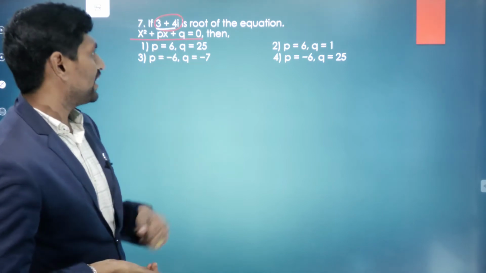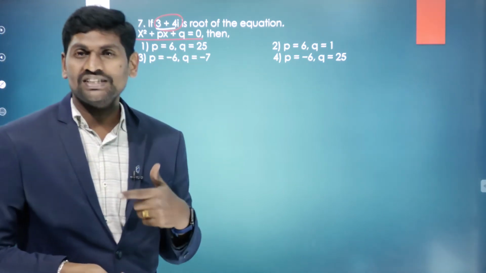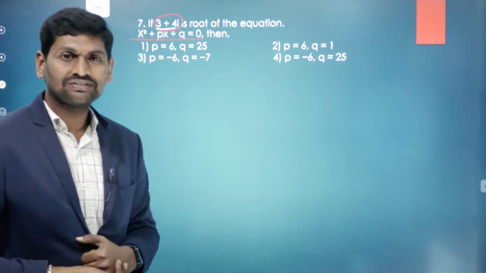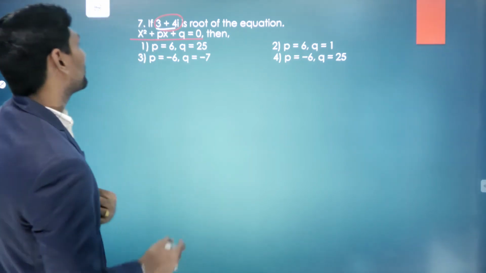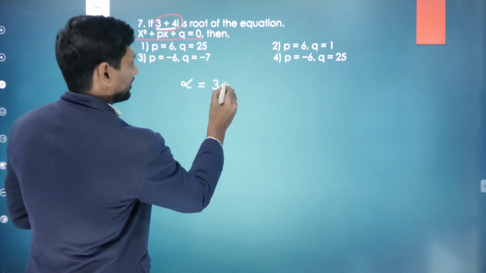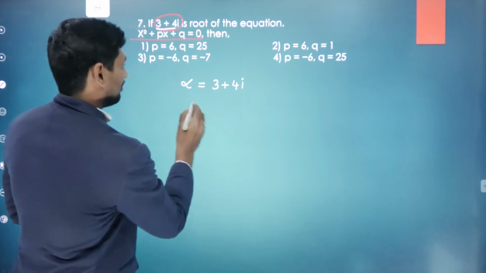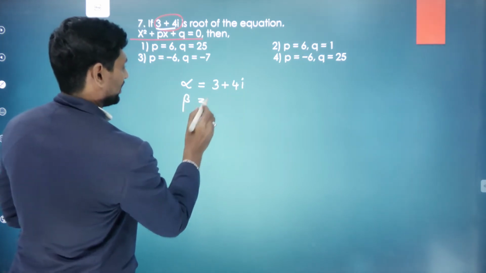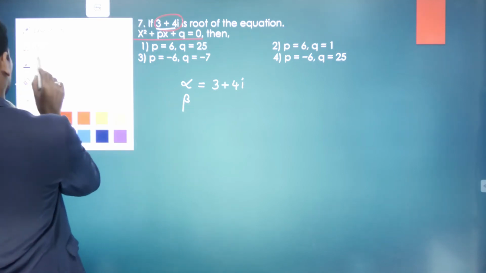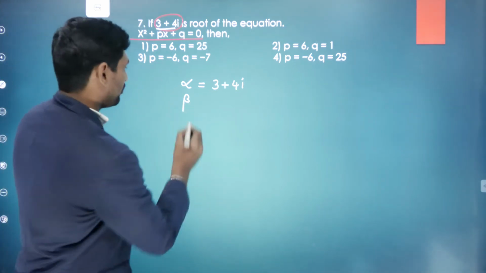3 plus 4i is one of the roots. So obviously, what is the chance of getting the second root? Very good. Second root will be 3 minus 4i. So I am taking the first root as alpha, the second root as beta. So what is the second root, children? Yeah, 3 minus 4i.